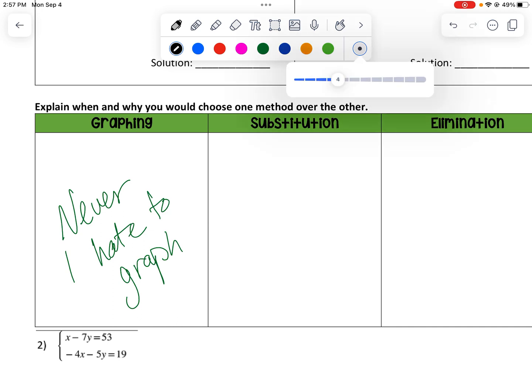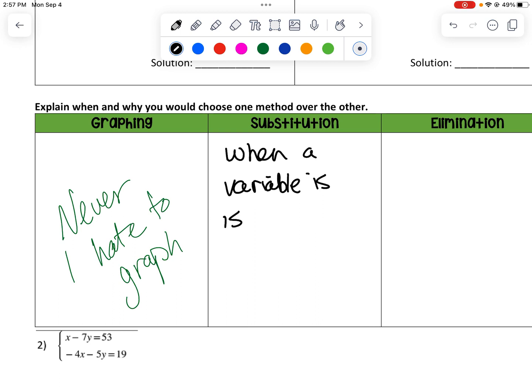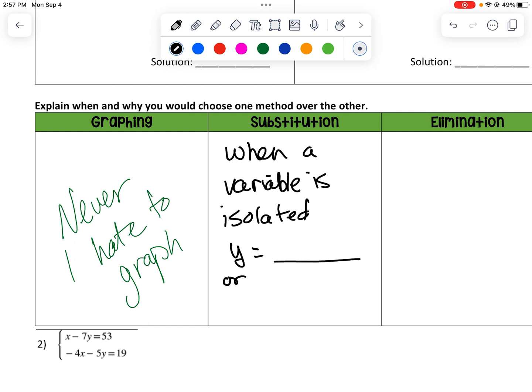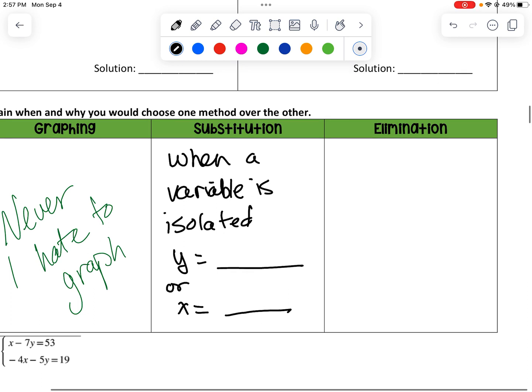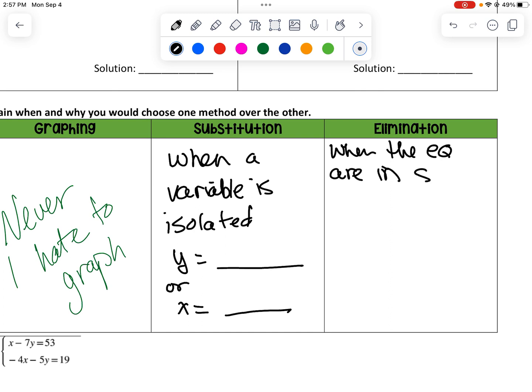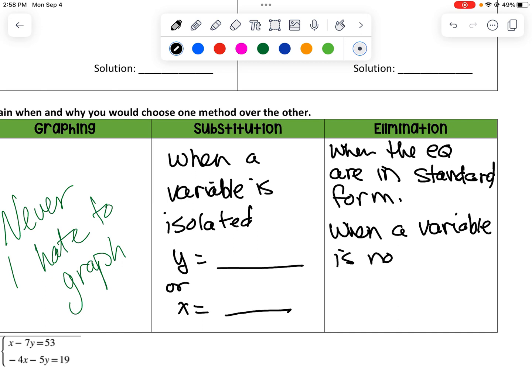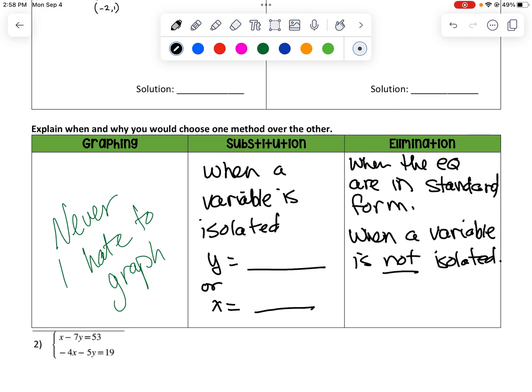Substitution. I'm going to use substitution when a variable is isolated. So when it says y equals something or x equals something, I'm going to use substitution. I'm going to use elimination when the equations are in standard form. I'm going to use elimination when a variable is not isolated. I like elimination over everything else. I use elimination as much as possible. But if a variable is isolated, I will go ahead and use substitution.